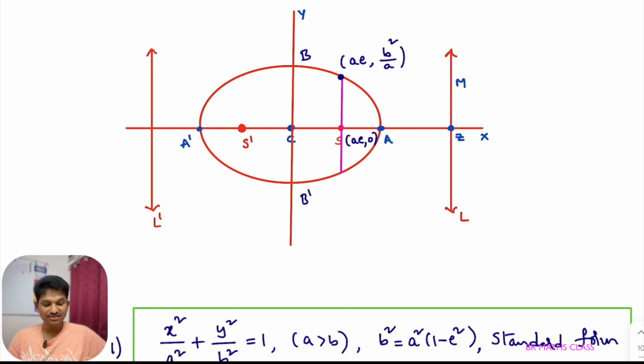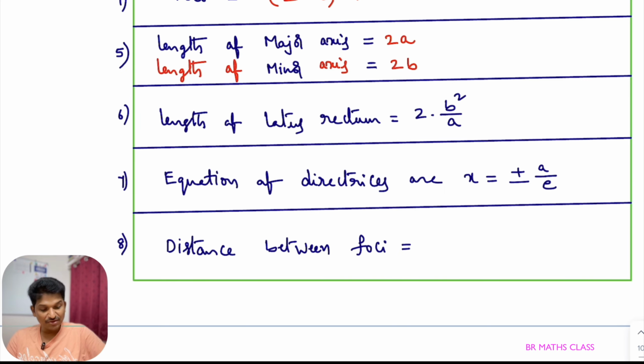Last one, distance between foci. You observe here, this is ae. This is also ae. Distance between foci means ae plus ae. Don't write this as minus ae. This is plus ae; this distance is not 0 here, the distance is visible now, right? So, as this length is ae and this length is also ae, the distance between the foci is ae plus ae, which is 2ae. So, the distance between the foci is 2ae.